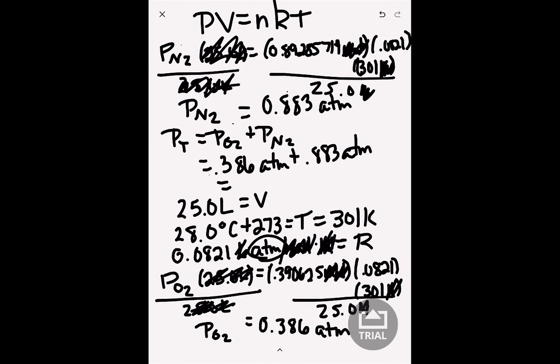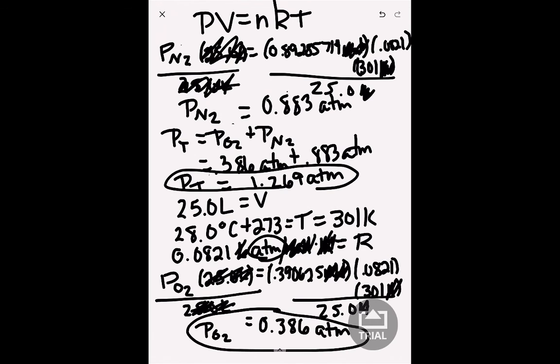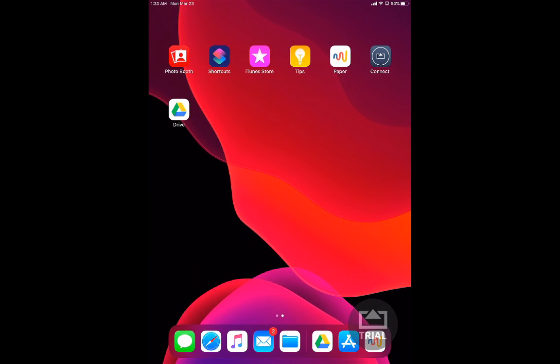And so the total pressure is going to be 0.386 plus 0.883. And again, since I'm adding here, I go by the least number of places past the decimal, which is 3. So 1.269 atmospheres. So our answers are: pressure of oxygen is 0.386 atmospheres, pressure of nitrogen is 0.883 atmospheres, total pressure is 1.269 atmospheres. Okay, so I know that was a lot of work, guys. Believe you me, I understand because I just sat here and did it.